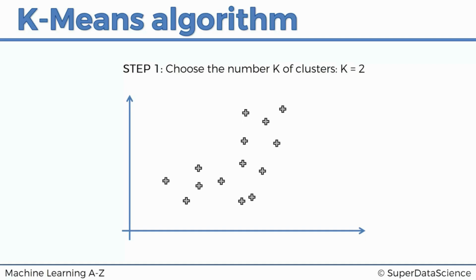Step 1, choose the number of clusters k. And let's say we somehow identified that the optimal number of clusters is equal to 2. Again, we'll discuss how to find the optimal number of clusters further down in the section, but for now, let's agree that for this challenge, it's just 2 clusters.